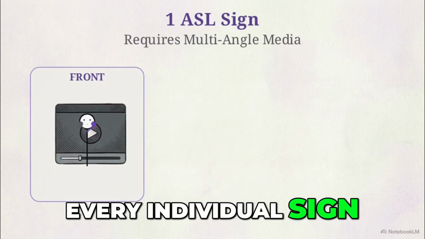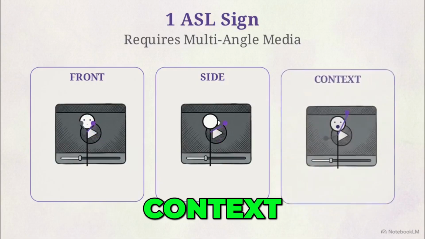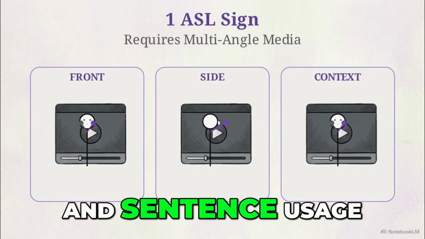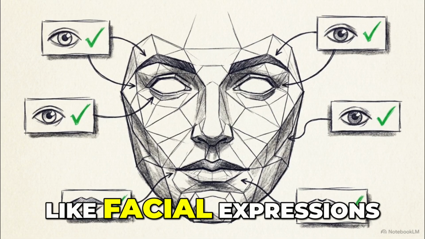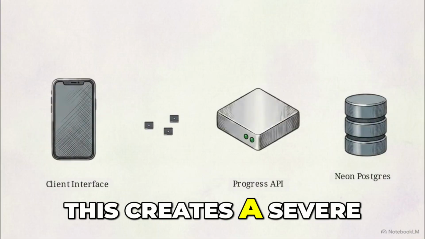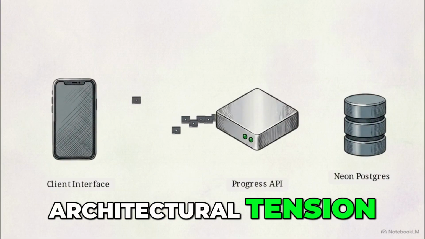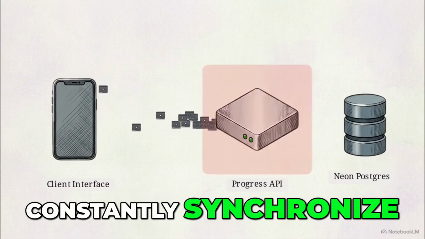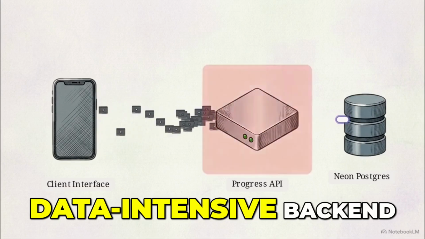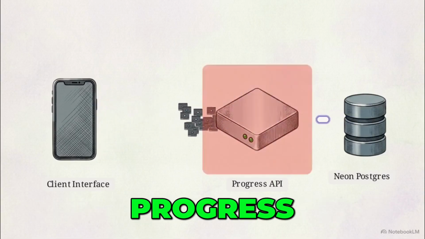Every individual sign relies on multi-angle video context, front, side, and sentence usage, paired with specific grammar notes and non-manual markers like facial expressions. This creates a severe architectural tension. A highly interactive, media-heavy client interface must constantly synchronize with a strictly controlled, data-intensive backend that calculates learning progress.